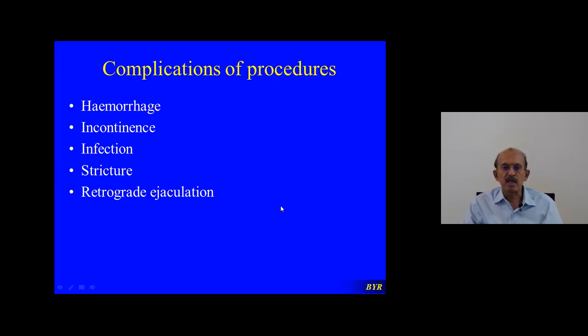Normally, the internal sphincter will be closed. The smooth muscles will contract, not permitting the semen to go into the bladder. But because the smooth muscle is being removed, the patients will have the ejaculation into the bladder. So they don't get the complete orgasm.